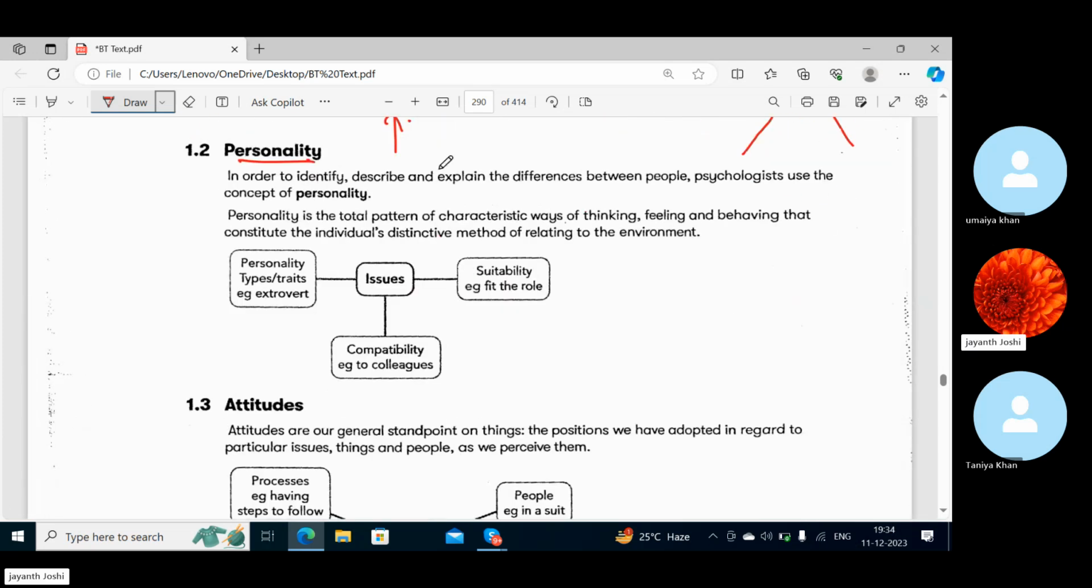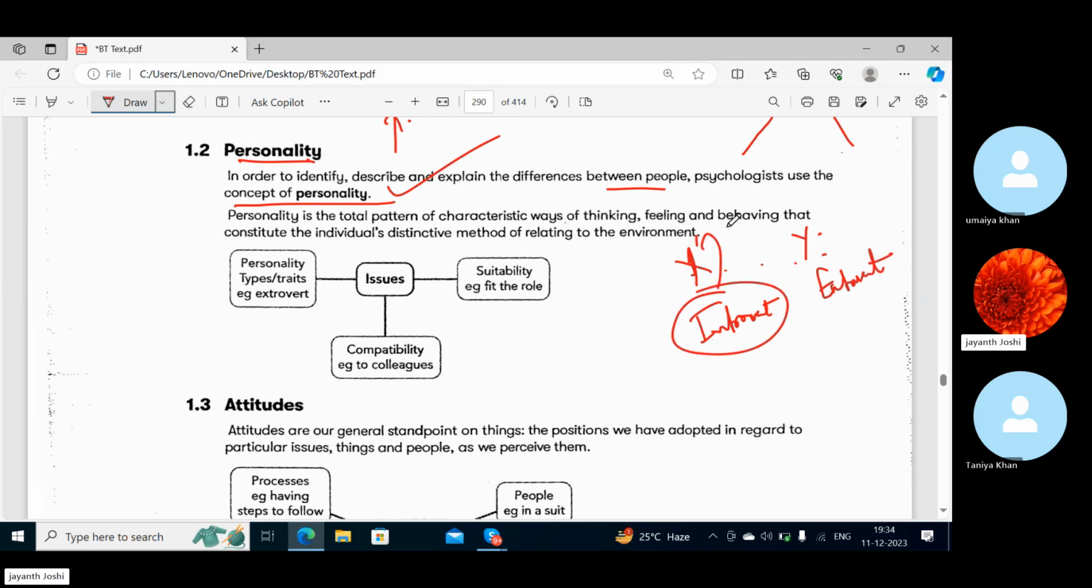Then comes personality. In order to identify, describe, and explain differences between people, psychologists use the concept of personality. Yes, there are people with different personalities, right? Someone is an introvert. So there are two individuals, Mr. X and Mr. Y, and we want to differentiate these two people. This guy is very introverted, and the other is an extrovert. That means one finds it very difficult to express his feelings or to talk, and this guy is like a chatterbox, who doesn't even think twice before talking to anyone.